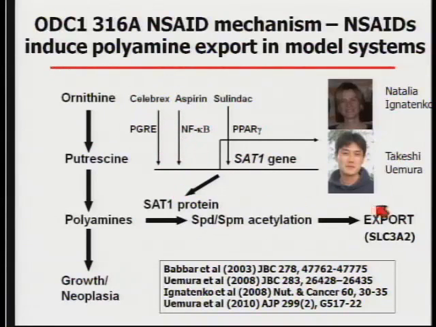Natasha Gnatenko in my lab was the person who did most of the animal studies. We validated this result in animals, and Takashi Uemura is currently working on this export phenomenon that we think is relevant to some of the clinical studies that I'll talk about at the very end.